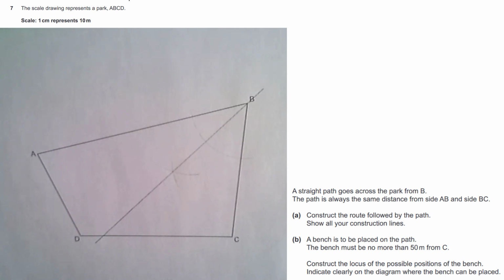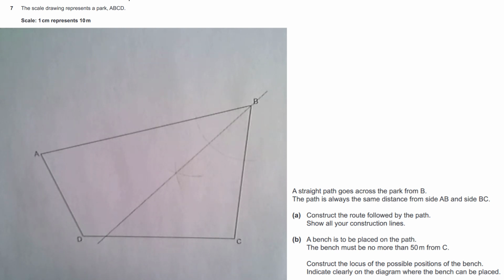Okay, now part B says a bench is to be placed on the path. The bench must be no more than 50 meters from C. Construct the locus of possible positions of the bench. Indicate clearly on the diagram where the bench can be placed.